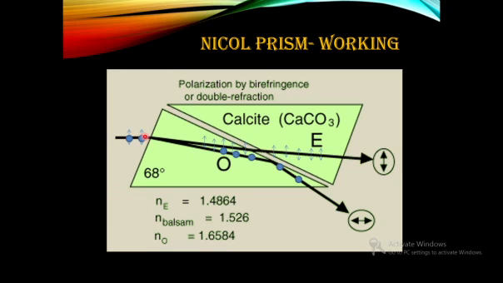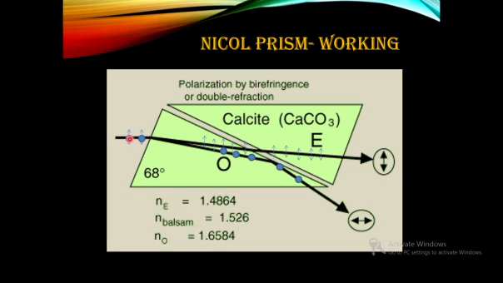where we have ground one face and made it 68 degrees instead of 71 degrees, and then we have cut the calcite through a diagonal way and cemented it using Canada balsam, which has a refractive index between that of the extraordinary ray and that of the ordinary ray.